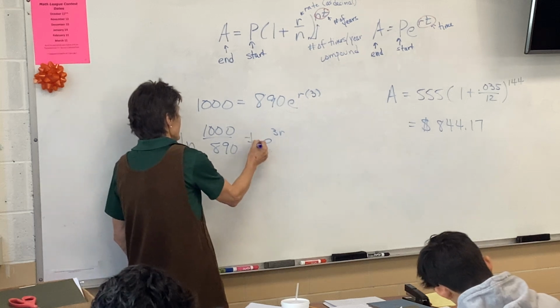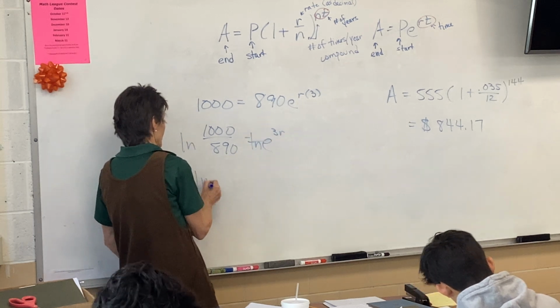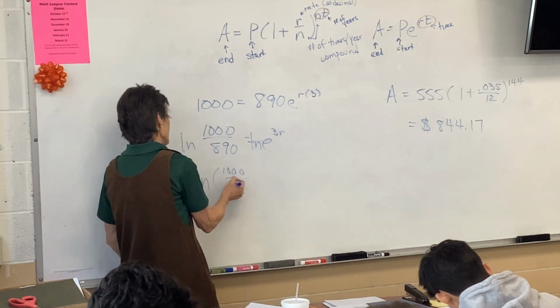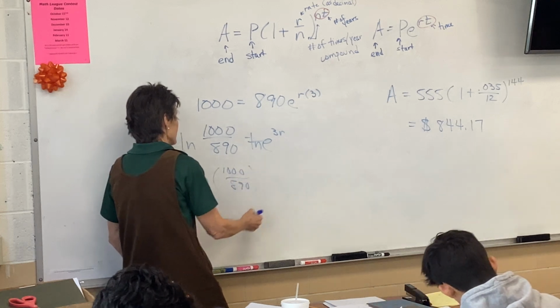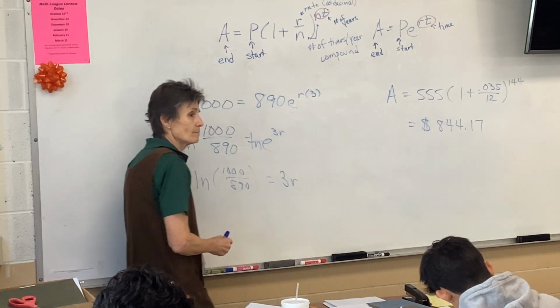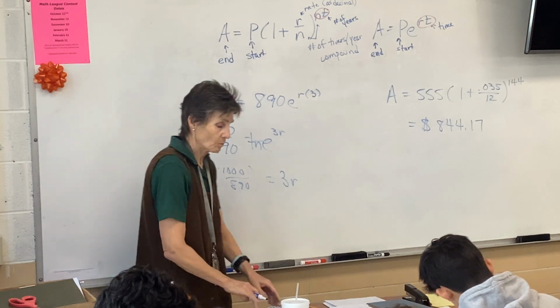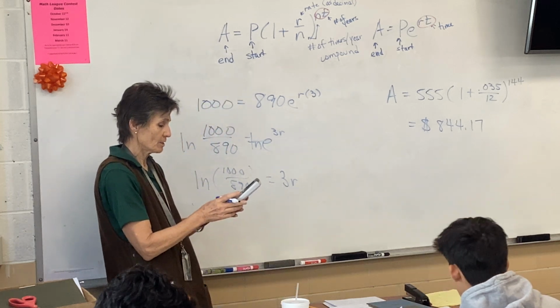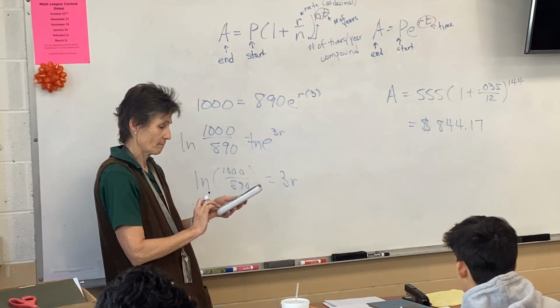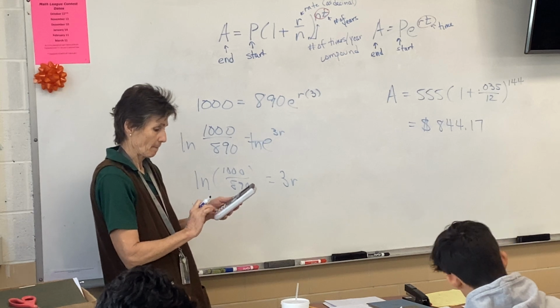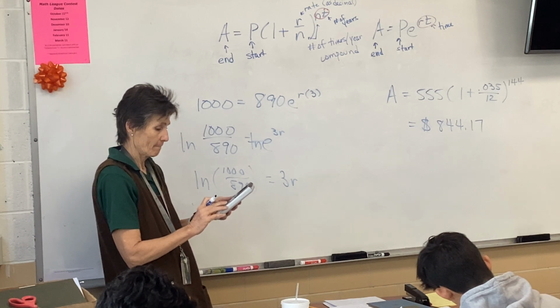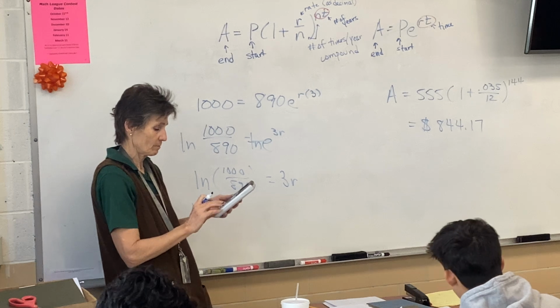ln both sides. So ln this fraction equals 3r. So we're just gonna ln that fraction and divide by 3.